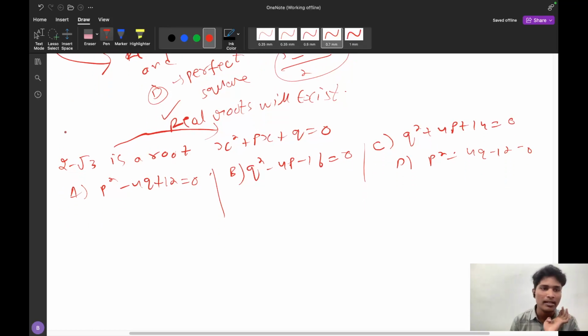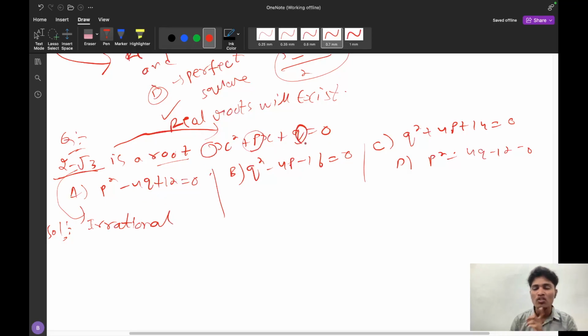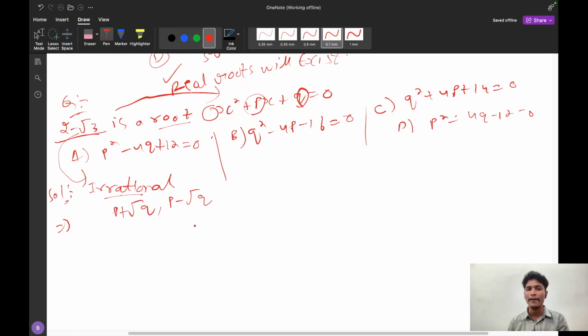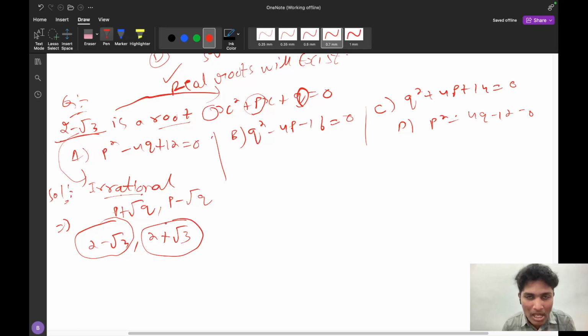What is the question? Basically, they are saying 2 minus root 3 is a root of this equation. But just now I discussed that 2 minus root 3 is irrational. When these coefficients are rational, and the root is irrational, it does not exist as a single unit, it will exist as a pair. p plus root q is one root, p minus root q is another root, definitely. Here they gave 2 minus root 3, so 2 plus root 3 is another root.